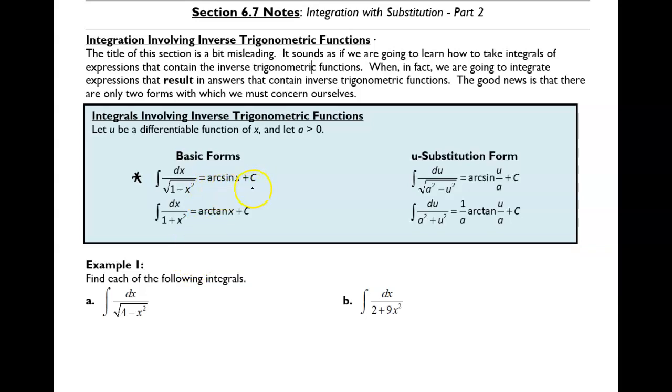With this first one, we can factor out that -1 coefficient. And it would essentially be the same answer. The constant might just change there. So we usually just stick with this format for arc sine, arc tan.